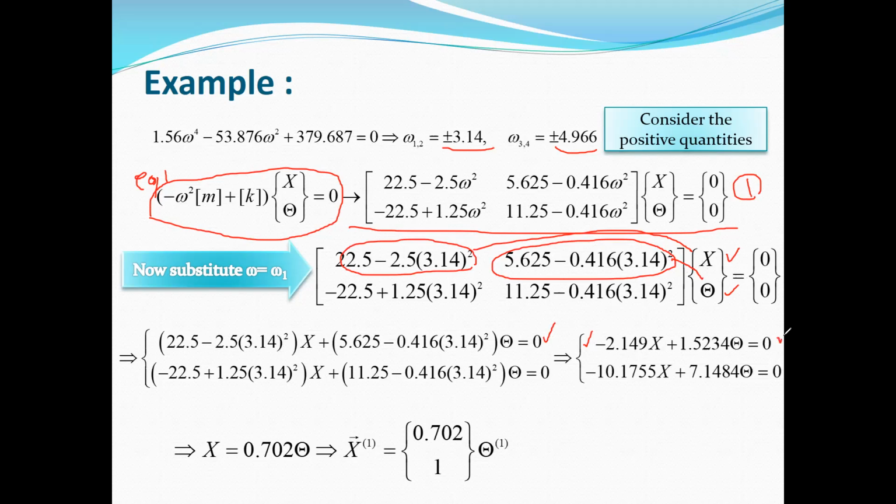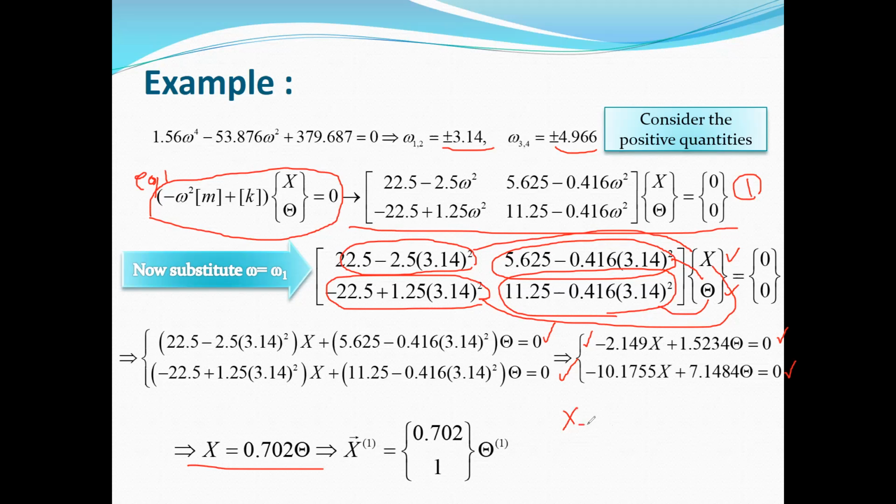Here you can see from the first one, this component multiplied by uppercase X and this component multiplied by uppercase theta will give you the first equation. If you simplify, you can extract this form. And the second equation, this component must be multiplied by uppercase X, and the second component by uppercase theta, and it must be equal to 0. If you simplify this, you can extract the second equation.